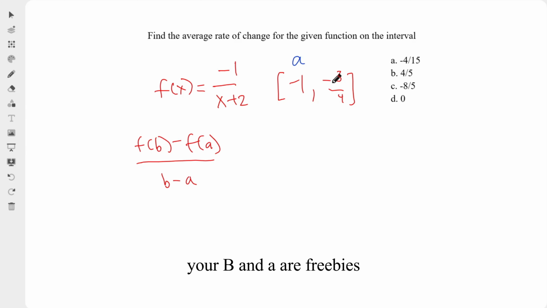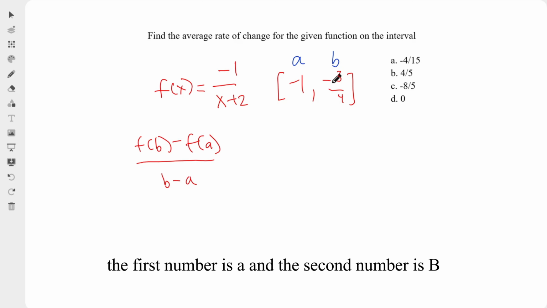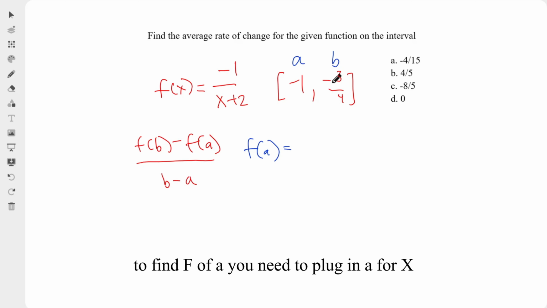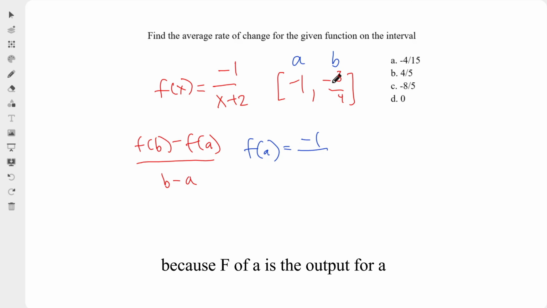Your b and a are freebies. They're given to you in this interval. The first number is a and the second number is b. So let's go ahead and find f of a. To find f of a, you need to plug in a for x, because f of a is the output for a, which is like the y value.